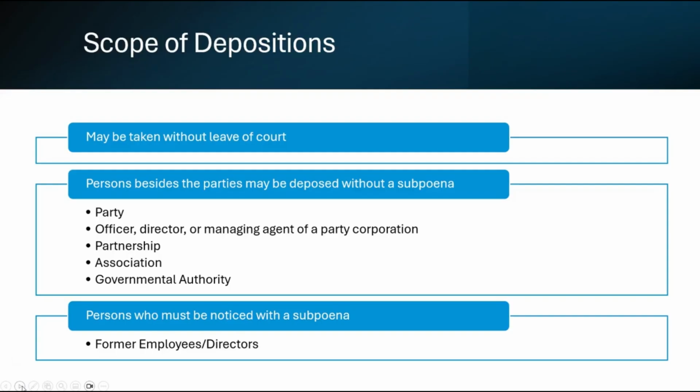Most of the time, a deposition is taken without leave of court. So the attorneys, the parties, don't have to ask the court for permission to depose most deponents, most witnesses. So the parties can be deposed, and other persons that can be deposed are, of course, a party, officer, director, or managing agent of a party corporation. We're talking about a corporation that the party is a part of, not a party corporation. We wouldn't normally have a corporation as a party in a divorce action. This is straight from the rule. And then a partnership or an association or a governmental authority.